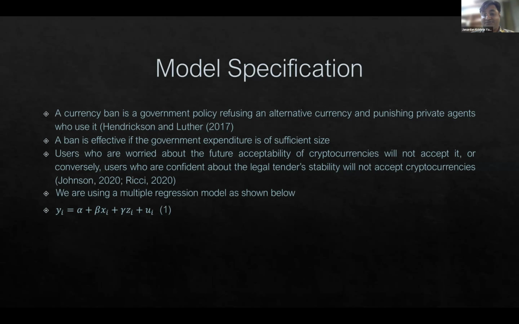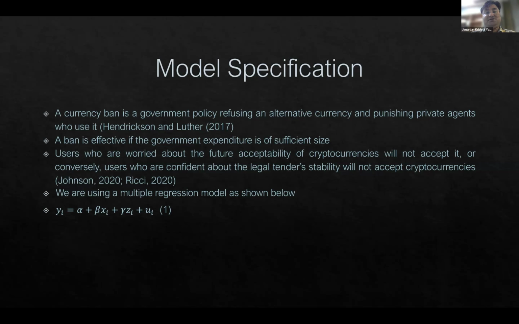A ban is effective only if the government expenditure is of sufficient size. Users who are pretty worried about the future acceptability of cryptocurrencies will not accept them. And at the same time, users who are pretty confident that the legal tender will be stable will again not accept the cryptocurrencies. Literature suggests so. So far, we have sufficient support, it is piling up from multiple sources.